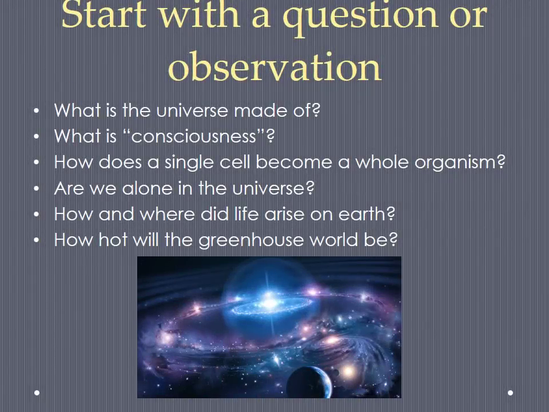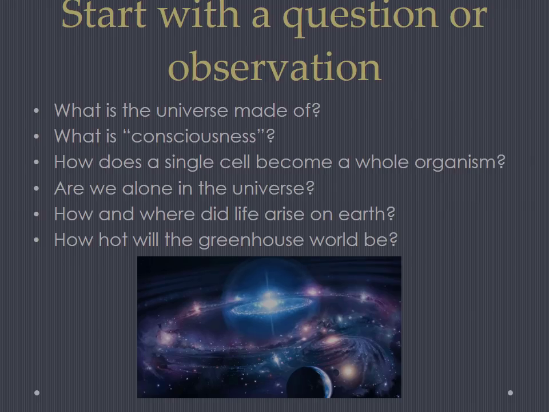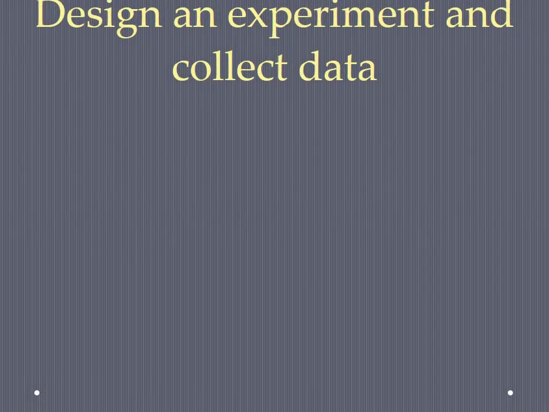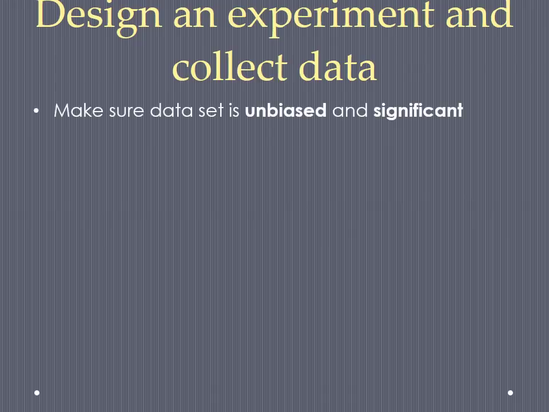The first step in order to make a claim is to design an experiment to find a possible solution to the question that you have and to collect data from this experiment. In any type of experiment, make sure that the data set that you collect is unbiased and significant. This means that you have gotten the data in a fair manner, not trying to make your data show one specific thing or another. Simply put, you're collecting data regardless of what the outcome of that data shows. You're simply just collecting data.